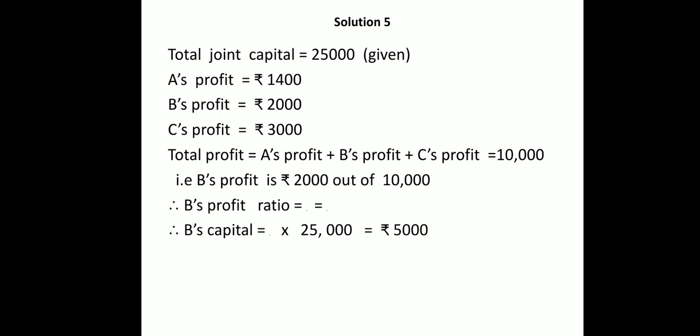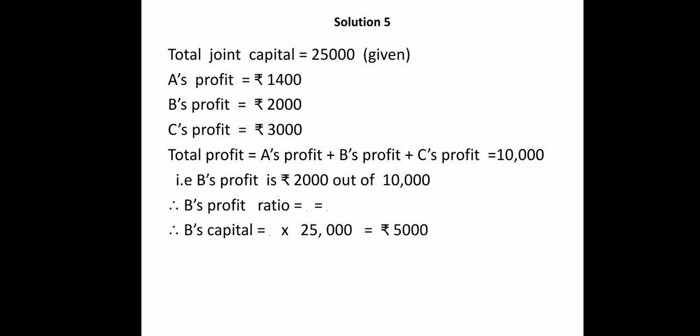Total profit is there, joint profit. Total capital is given: total capital is 25,000. At the end of the year A gets rupees 5,000, B gets 2,000 and C gets rupees 3,000. So total joint capital is equal to 25,000. A's share of profit is 5,000, B's share of profit is 2,000 and C's share of profit is 3,000. Now total profit is A's profit plus B's profit plus C's profit, equal to 10,000.